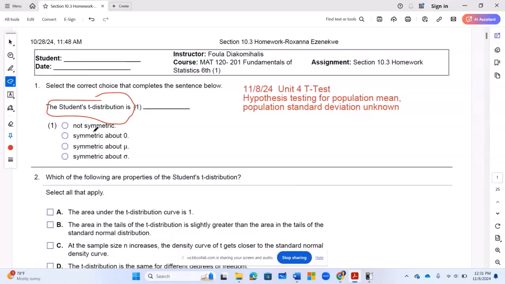Is not symmetric? No, the student's t distribution is symmetric about the mean, just like the normal curve. The student's t distribution is symmetric about the mean. All right, then that's number one. Let's make sure we know the properties of the t distribution.